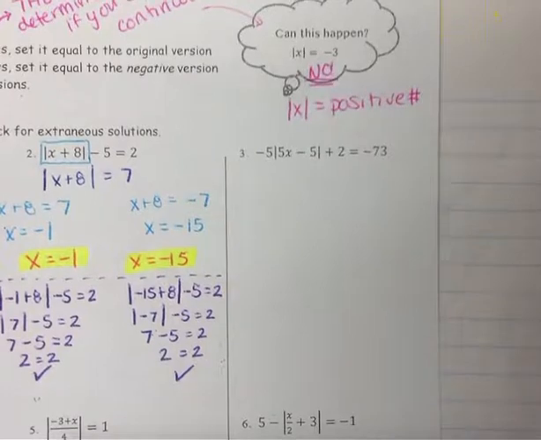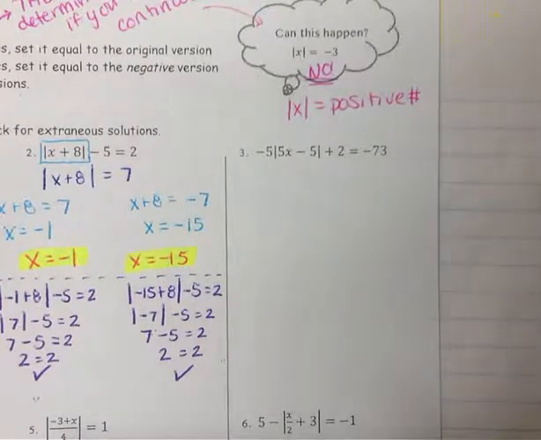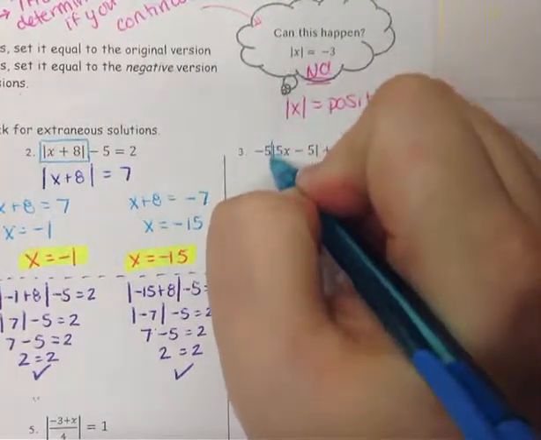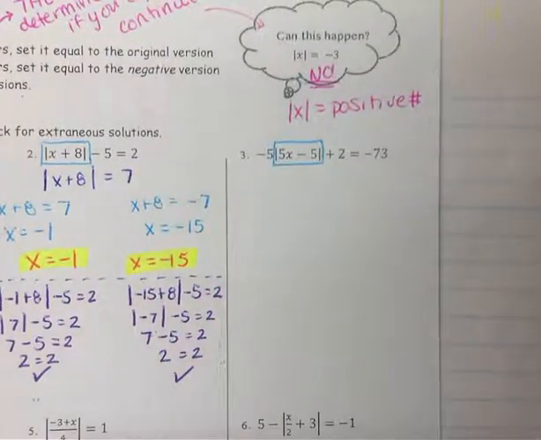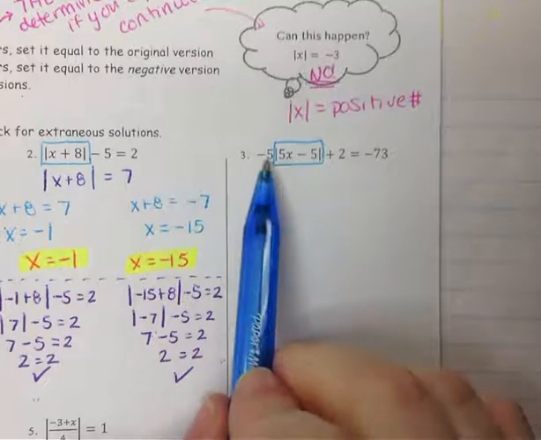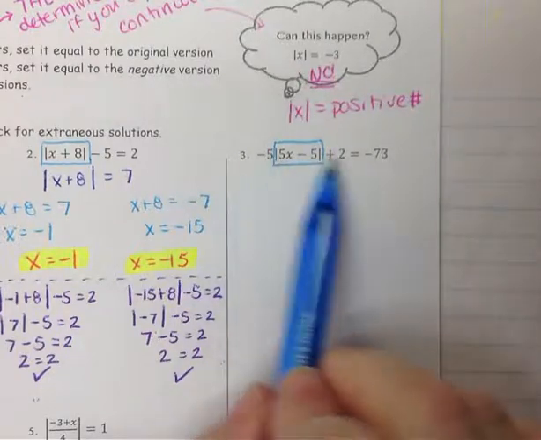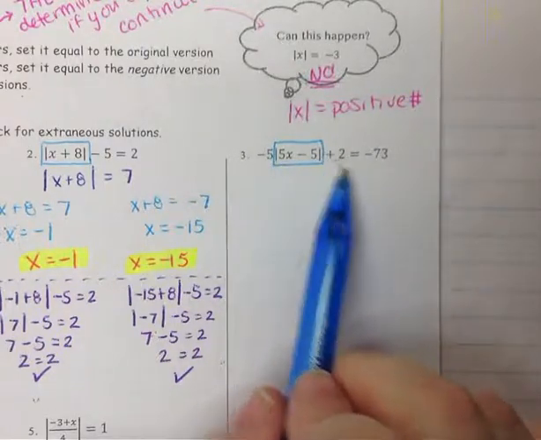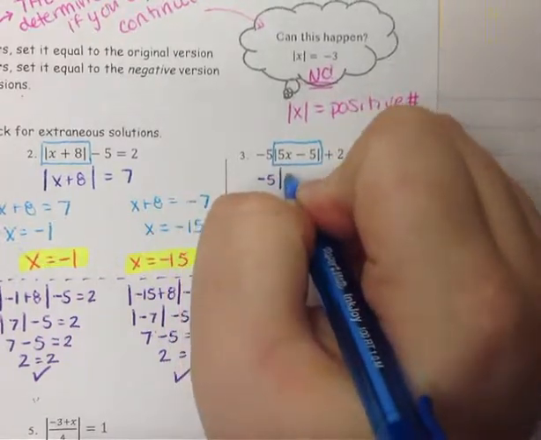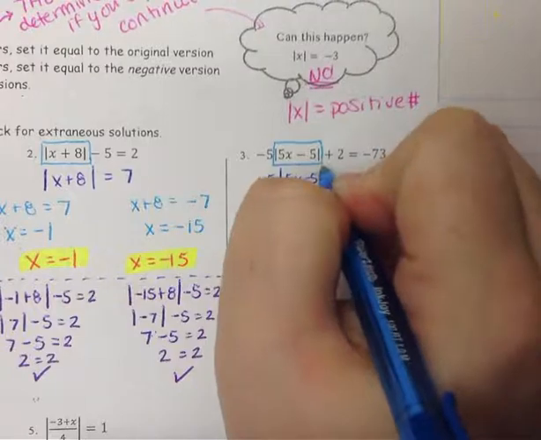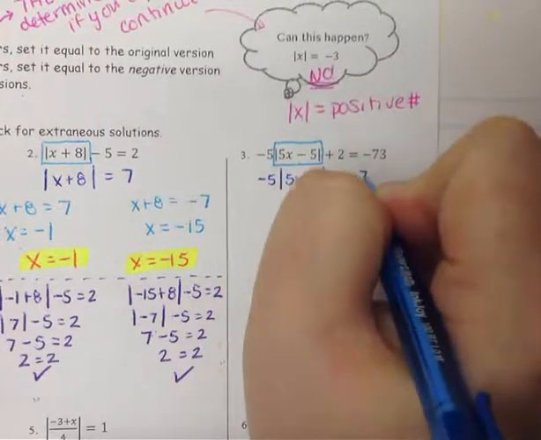On example 3 here, so again, we're going to isolate. So I need to box up my absolute values so I can get everything away from it. So the first thing we have to get away from it, we have a negative 5 multiplied to it and a 2 added to it. We need to subtract the 2 first. So we'll have that negative 5 absolute value of 5x minus 5, absolute value, is equal to a negative 75.